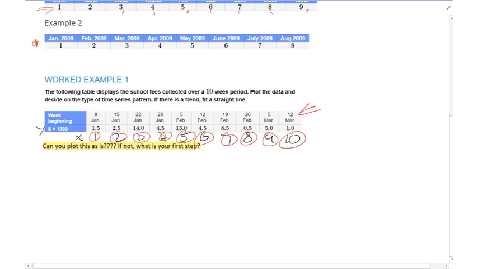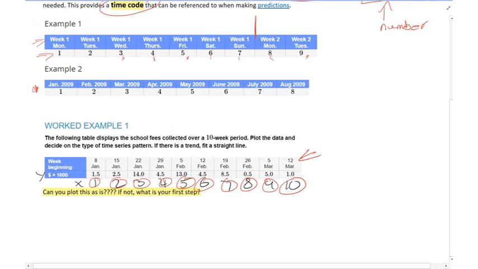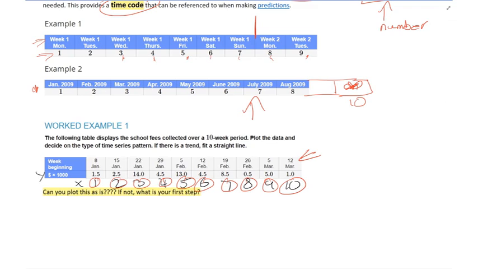Now, the key in all this is knowing what that code is. Say I've done a linear regression, and I want to know what it's going to look like in October 2009. October 2009 essentially is this one here. So if that's 8, this would be time code 10. I'm going to put time code 10 into my line of best fit, my regression line equation.